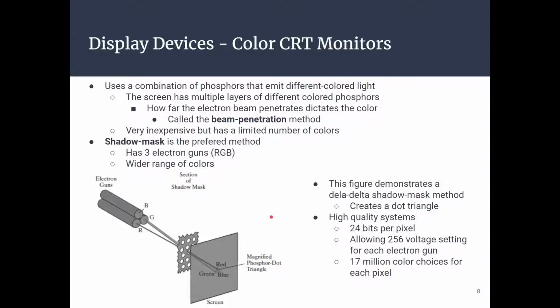And then the electron gun would have to penetrate some number of those layers to emit different light. So for instance, if you wanted to see red, you might only have to emit to the first layer, but if you wanted to see something like blue, you might have to penetrate all three layers. And then the controlling would have to be done through the single electron gun, and the layers of phosphors made things a little bit too complicated and too expensive.